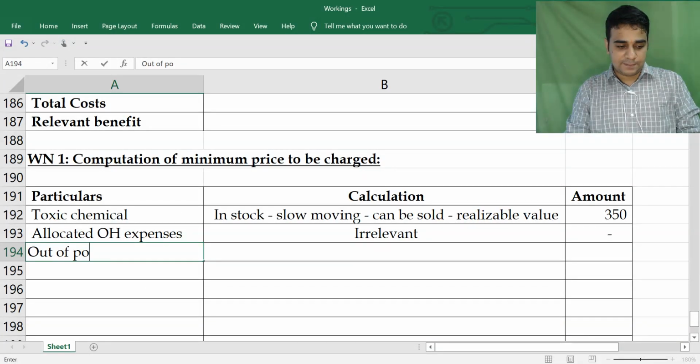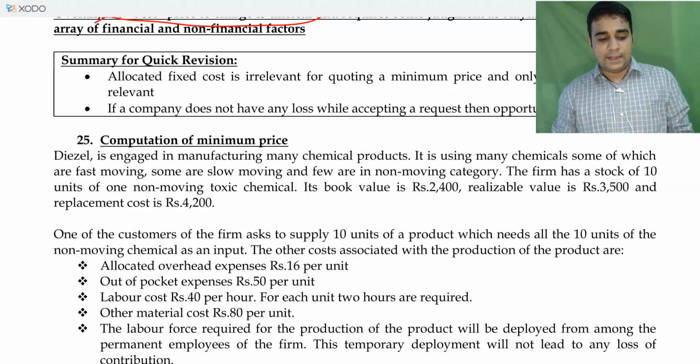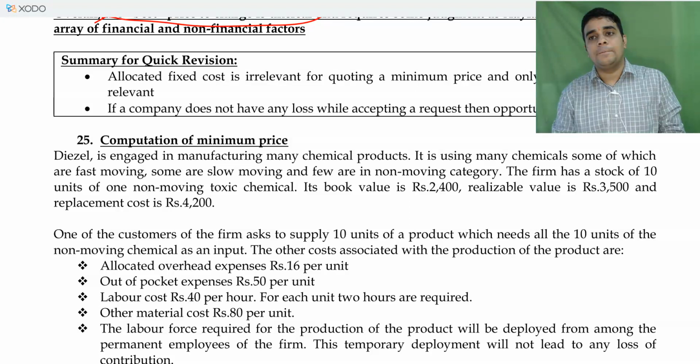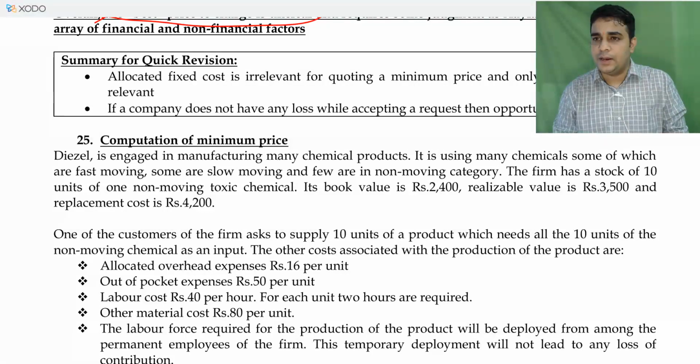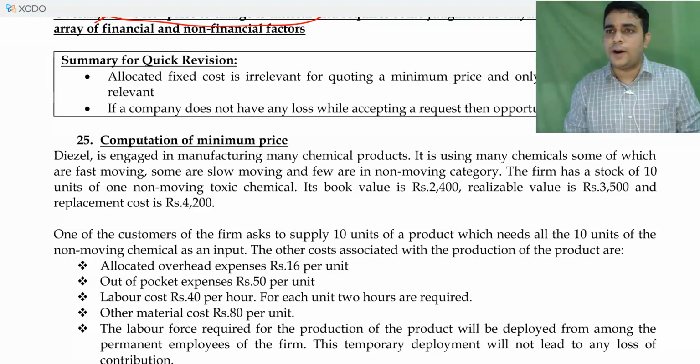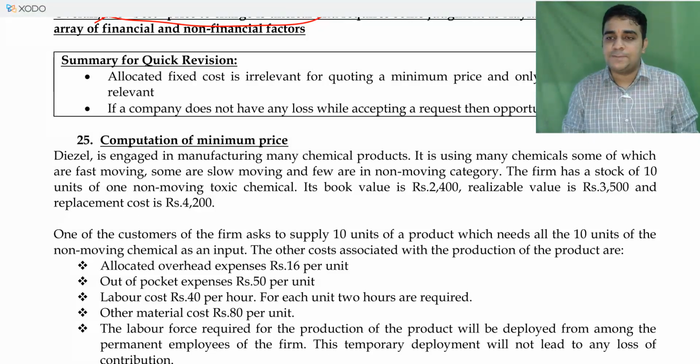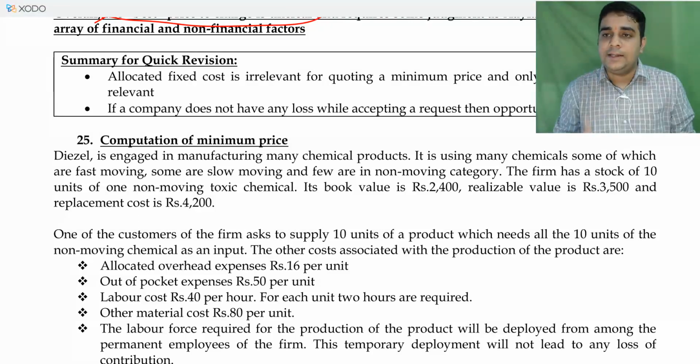Out of pocket expenses: relevant, irrelevant? Ideally looks to be relevant. This is an amount which I may have to incur. It makes it very clear. See, there are certain expenses which are not out of pocket in nature. Basically you don't pay any money for that, but still they can also be relevant.